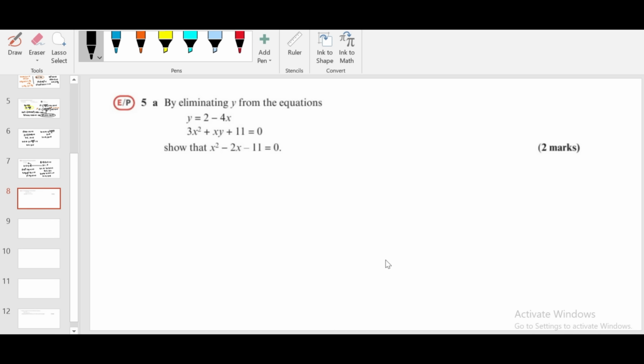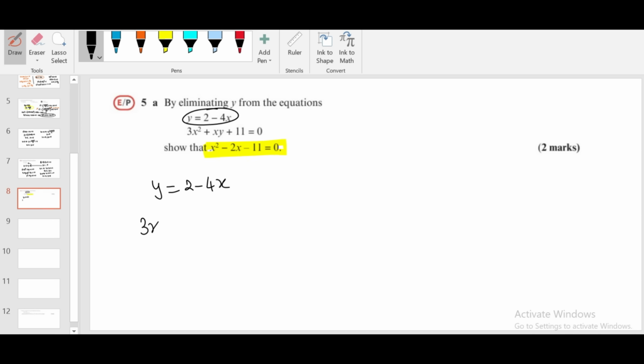Question number 5. The same exercise, question number 5. By eliminating y from the equations, frame this one. Okay. So you have y already. The first equation, y is equal to 2 minus 4x. Sub in into the second equation.